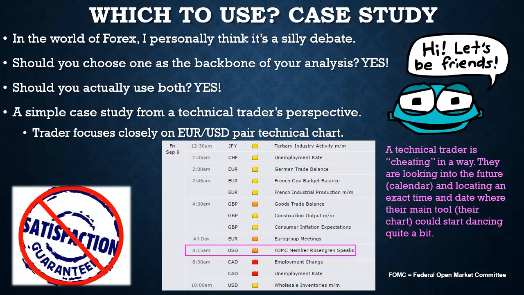Now, how do they do that? How do they know that? A technical chart does not tell the future. Correct. Nothing tells the future. But by using the surface deep portion of fundamental analysis, just looking at when certain meetings take place, when certain speeches take place, it can give them a heads up. Hey, at this time, on this date, your chart may start to dance a little bit. And that's what's going on here.